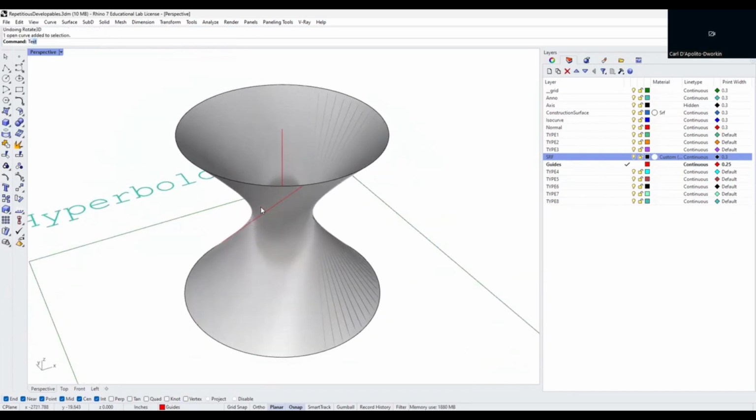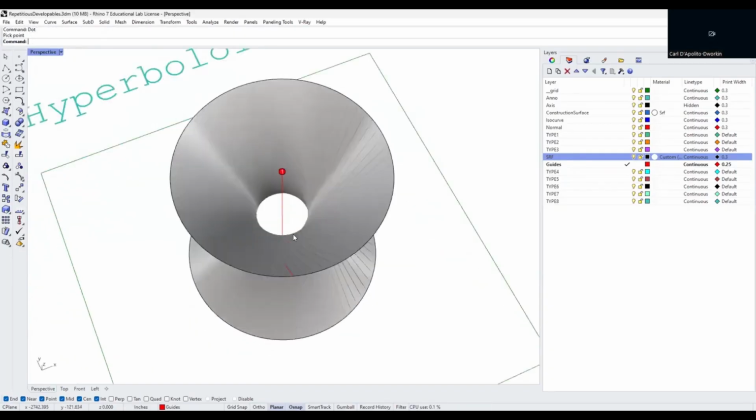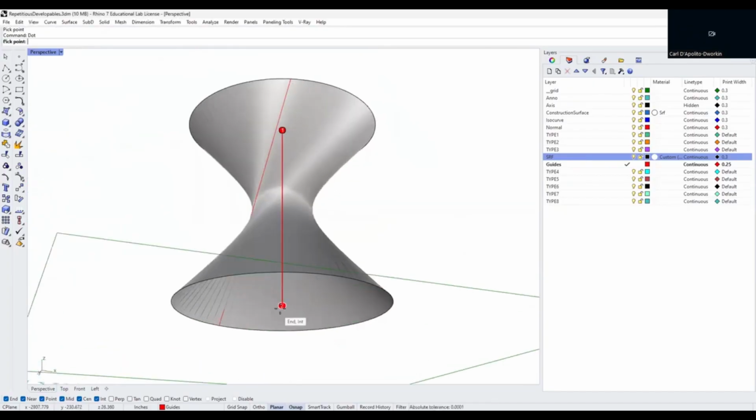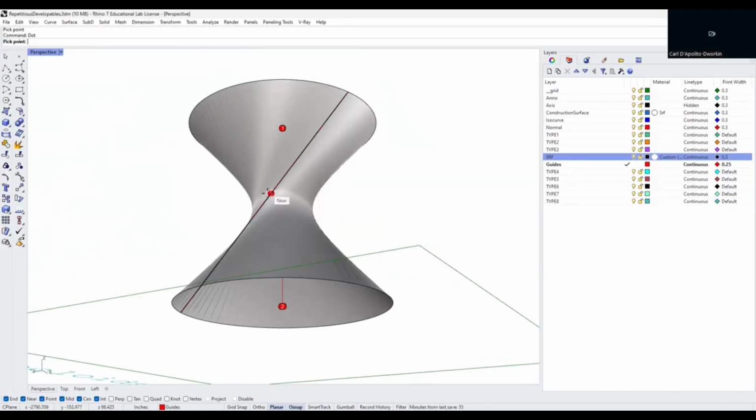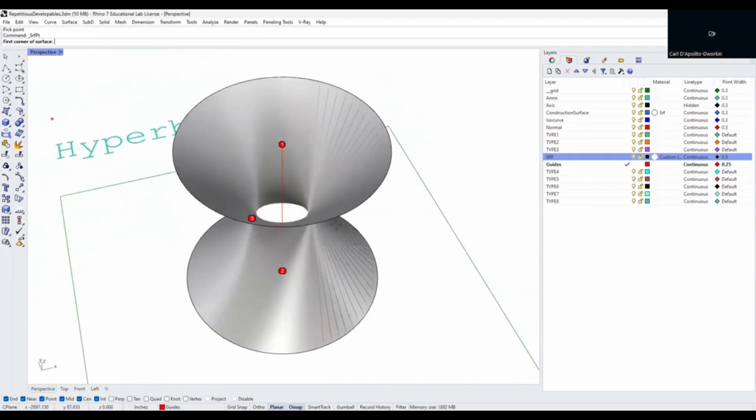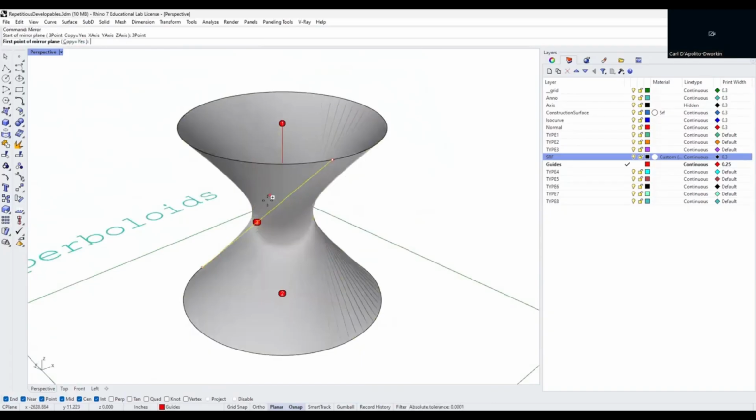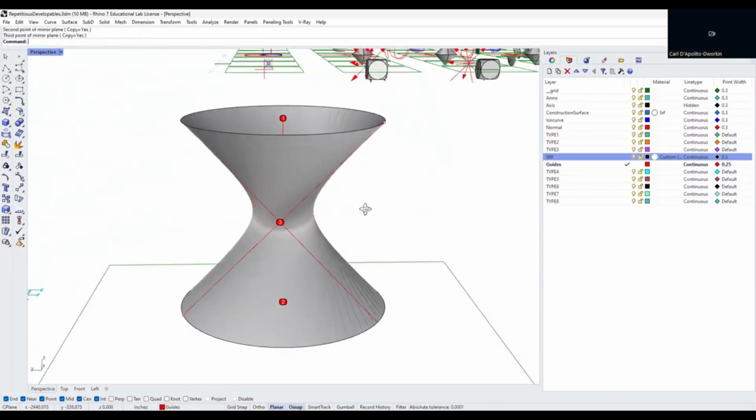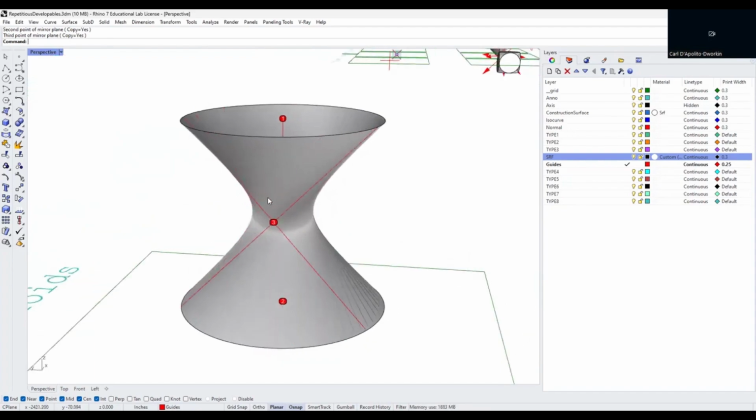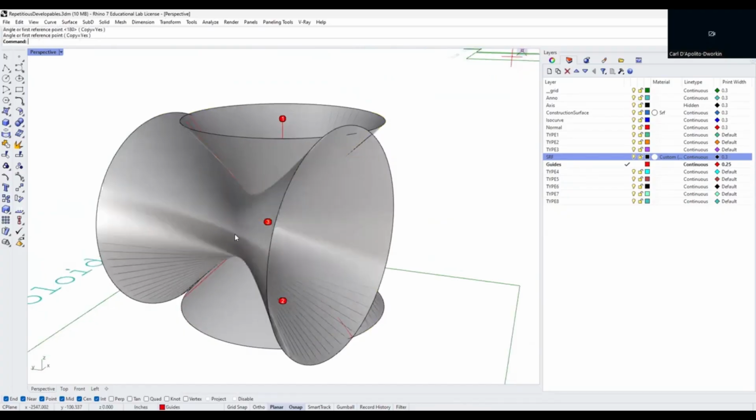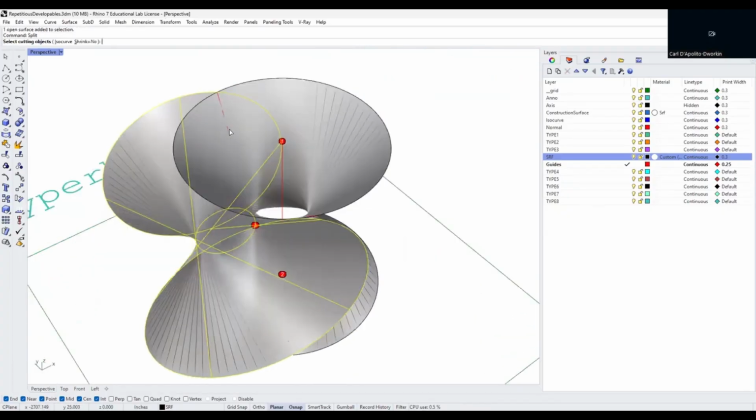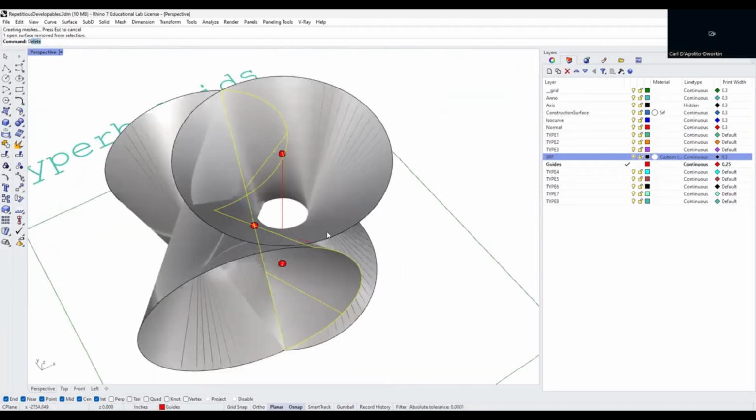And if I mirror about 2 points on the axis and 1 point on the isocurve, which basically is the same as mirroring about a plane through the axis, like that. If I mirror this isocurve, I get the other isocurve that's also in the surface. And then when I rotate this, I can split both of these surfaces by those two isocurves.